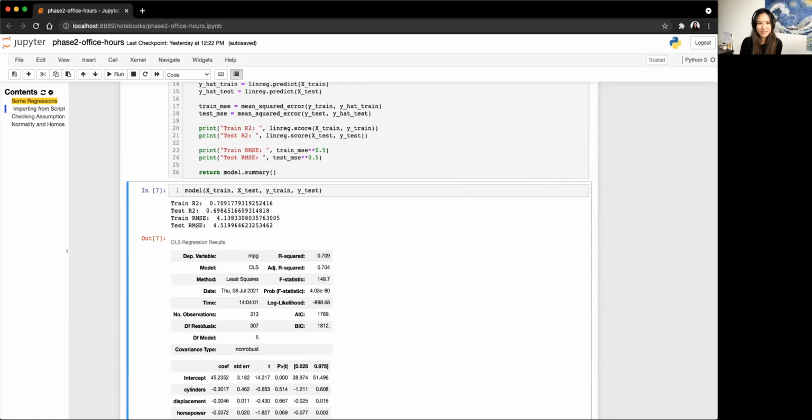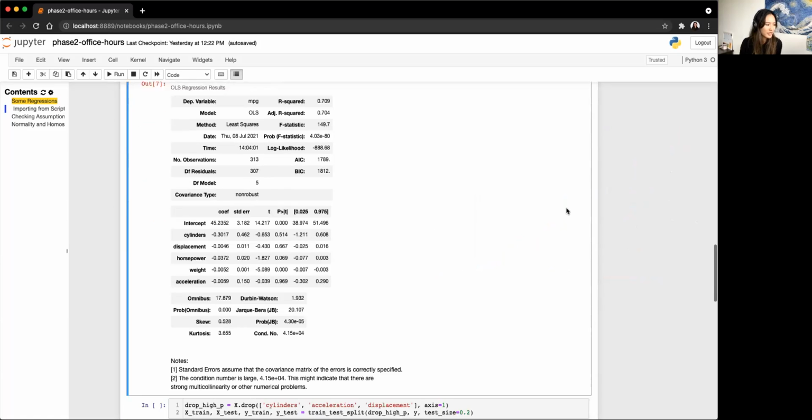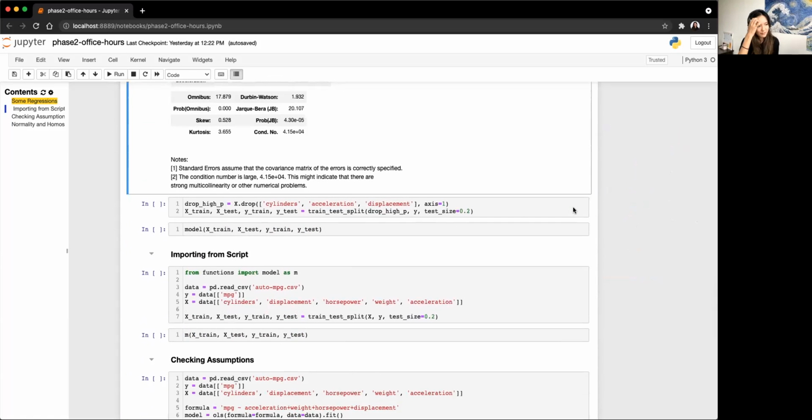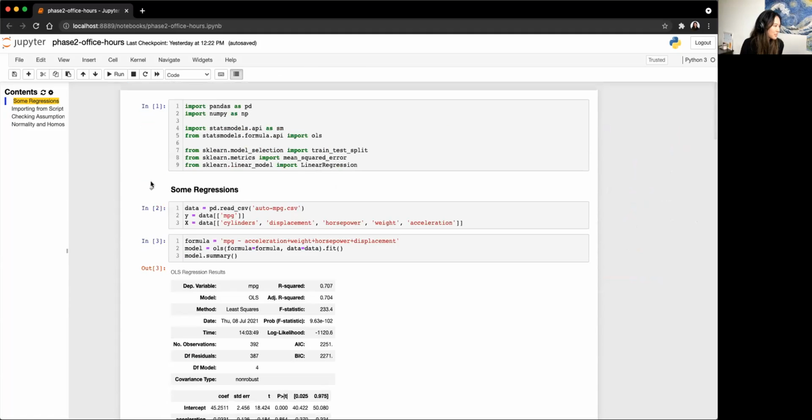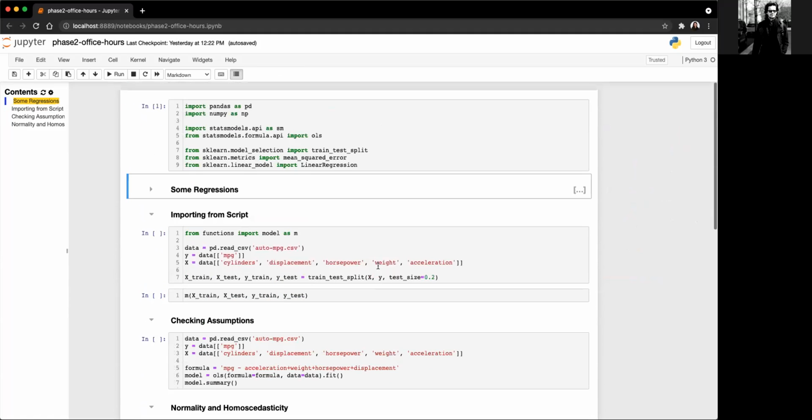Okay. The next thing I wanted to talk about, and pretty much the other thing I wanted to talk about today, is residual plots, because I feel like we didn't get very much into residual plots. So let me just collapse these sections real quick.